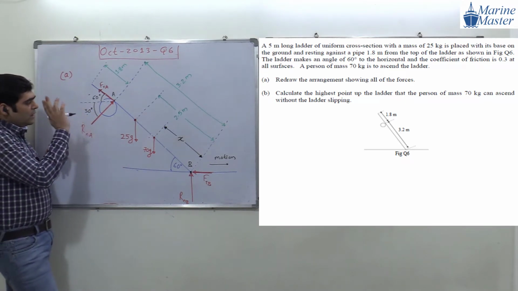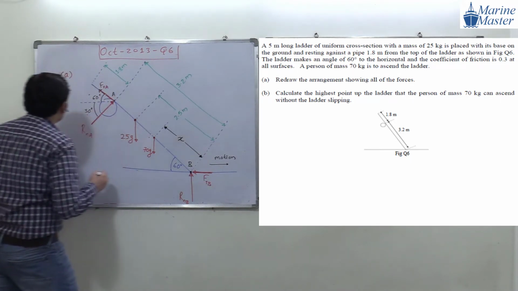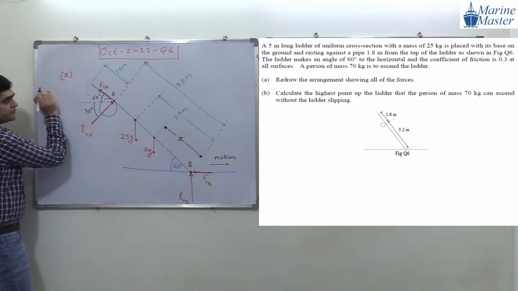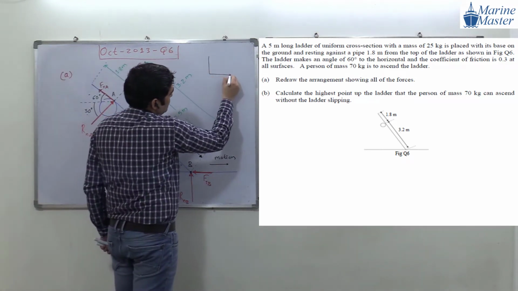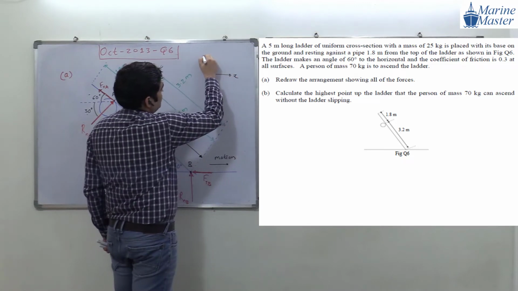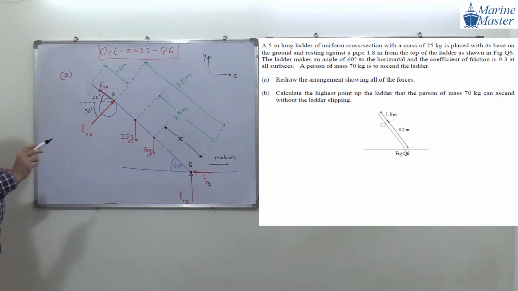Okay. Now the next point is, here we are going to show X and Y direction. So this is our X direction, and this is a Y direction. Now here FRA and RNA will have two components, and showing components here leads to a lot of complications.